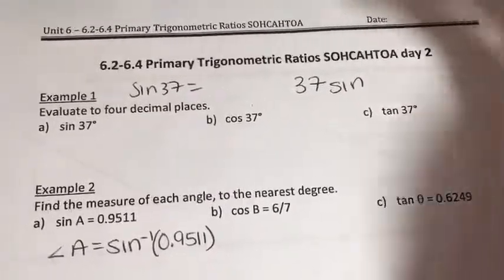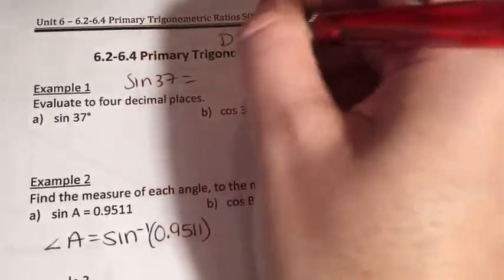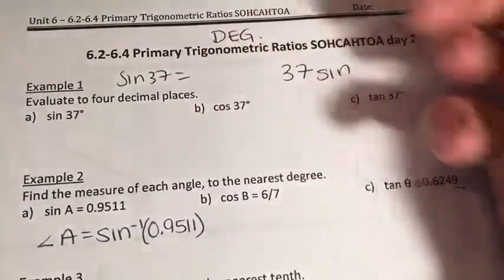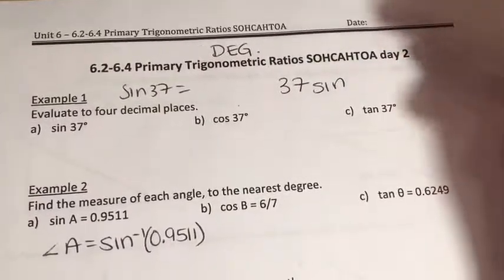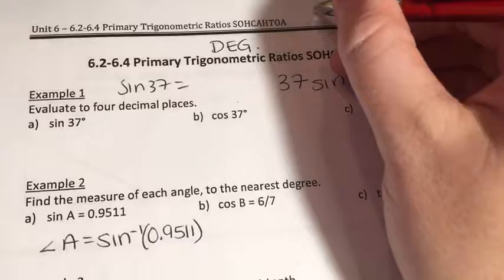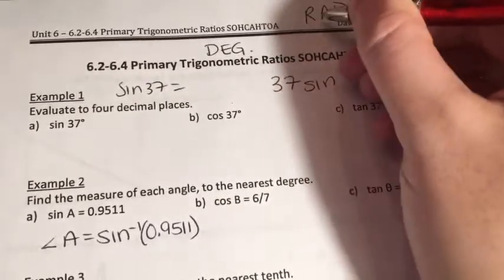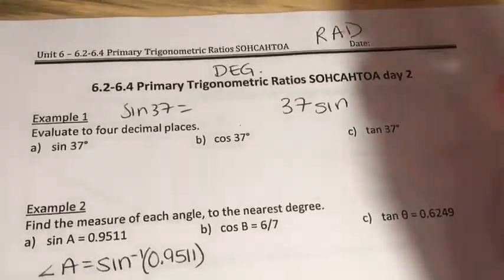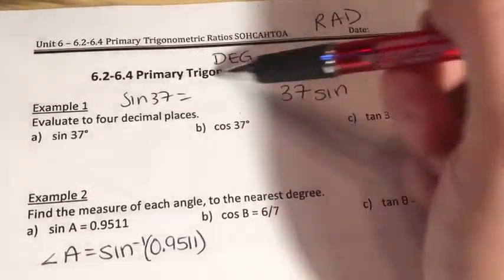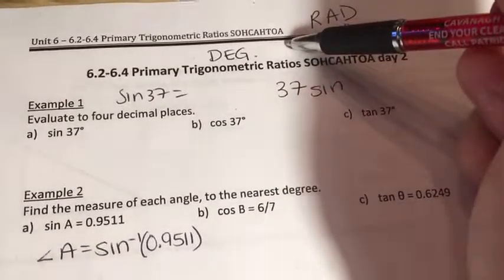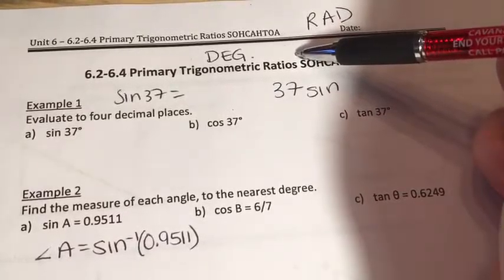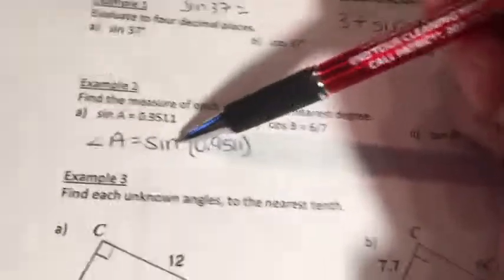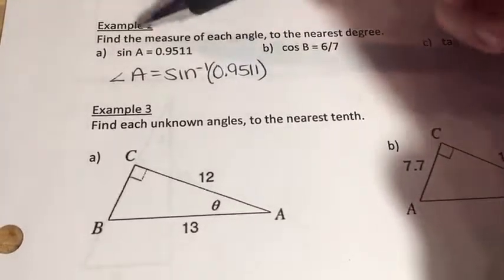The other thing you need to make sure of is that your calculator is in degree mode, okay? So if you're not in degree mode and instead, for example, if your calculator has radians, RAD at the top, it's gonna give you an actual different answer. Okay, so you really want to make sure that every time you're using your calculator, especially in trig, that you're in degree mode. Now, in example 2, that's where we get into something a little different.